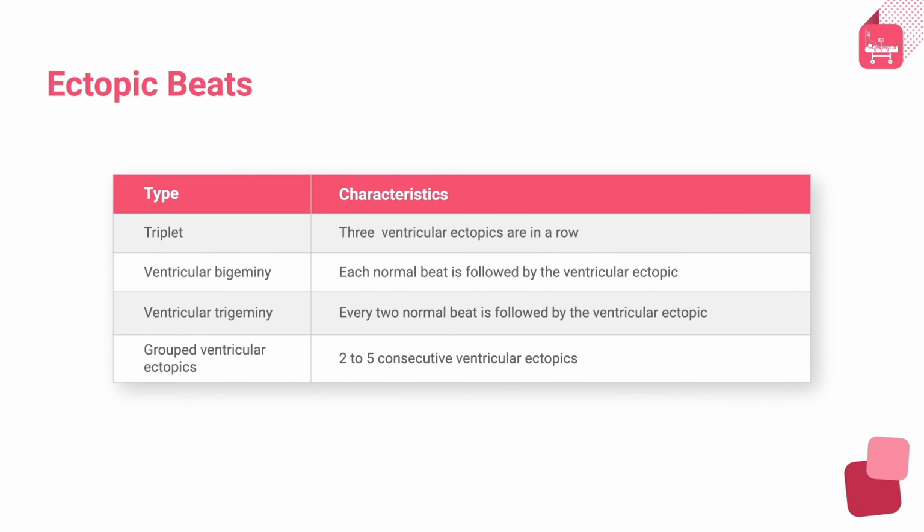The table here explains the ventricular bigeminy, ventricular trigeminy, and grouped ventricular ectopics. Ventricular bigeminy: each normal beat is followed by a ventricular ectopic. Ventricular trigeminy: every 2 normal beats are followed by a ventricular ectopic. Grouped ventricular ectopics: 2 to 5 consecutive ventricular ectopics.